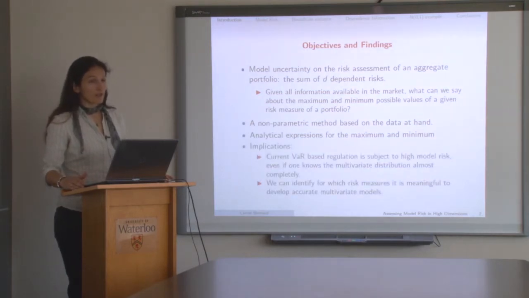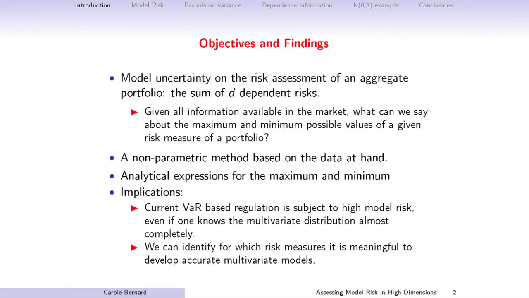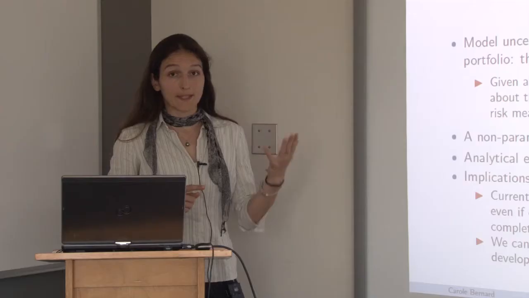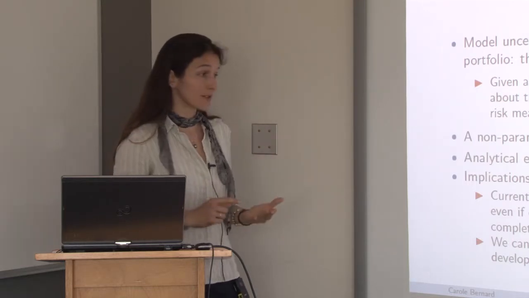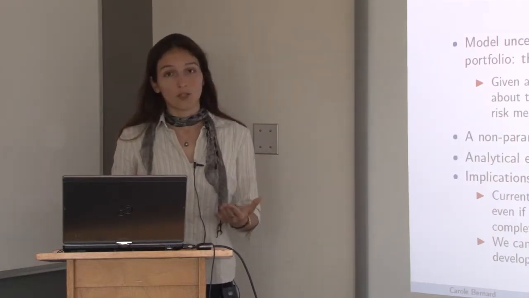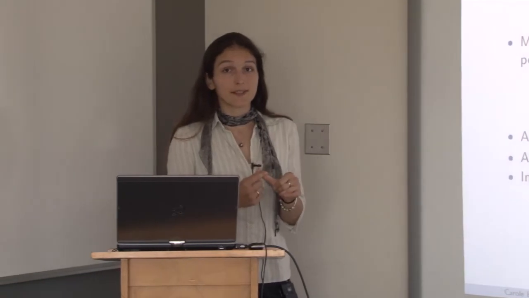And this work has several implications. Two important implications, I think. One of them is the fact that the current value-at-risk-based regulation, thinking about Solvency II, Basel II, is based on value-at-risk at very high confidence level. And what we show is that if you try to estimate value at risk at very high confidence level, it's subject to very high model risk.